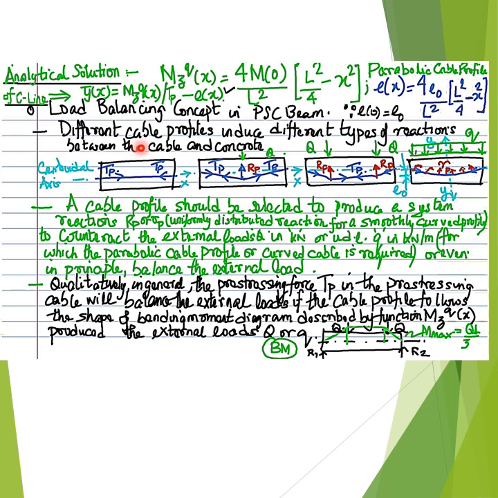As a brief theoretical background to the load balancing concept, one can intuitively visualize that different cable profiles will induce different types of reactions between the cables and the concrete. For example, a straight pre-stressing cable profile, as illustrated in this figure, will induce concentrated horizontal reactions at the end of the pre-stressed concrete beam.